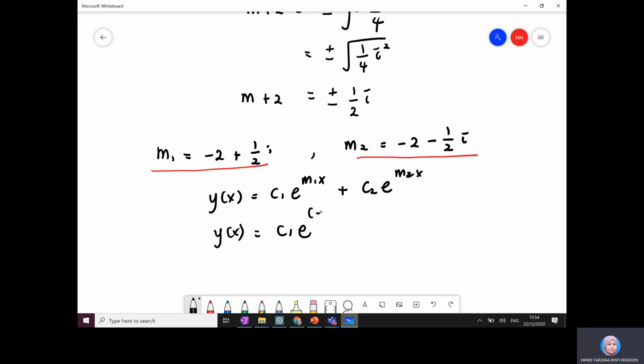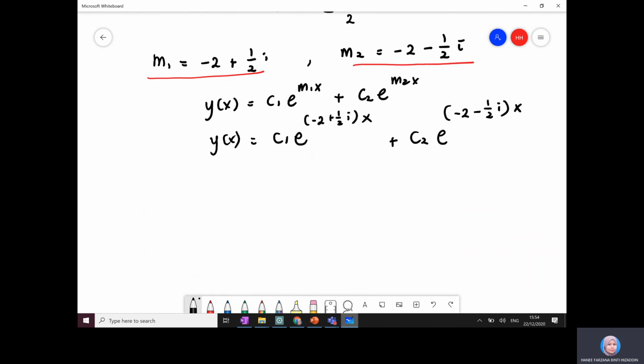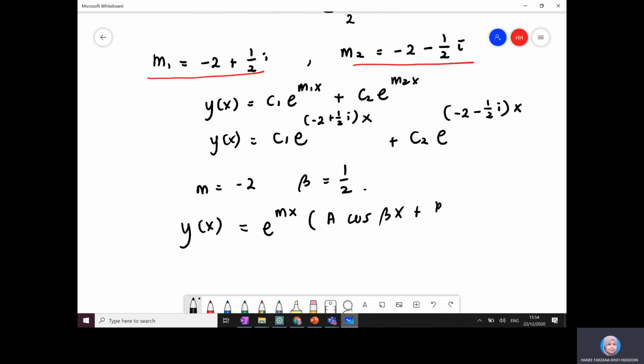c1 times e to the power of negative 2 plus 1 over 2i x plus c2 e to the power of negative 2 minus 1 over 2i x. Or you can also write this in terms of the cos and sine notation using Euler's notation. So here your m value is negative 2 and your beta is 1 over 2. So you can also write y of x equal to, the general form is e to the mx times a cos beta x plus b sine beta x, right?